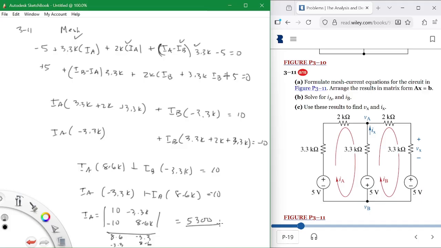And the denominator is 8600 times 8600 minus 3300 times 3300 equals 63,070,000.